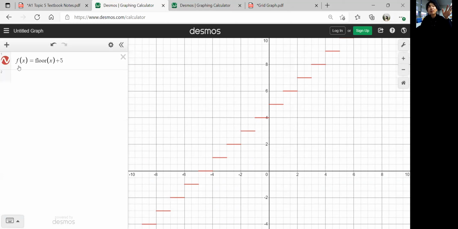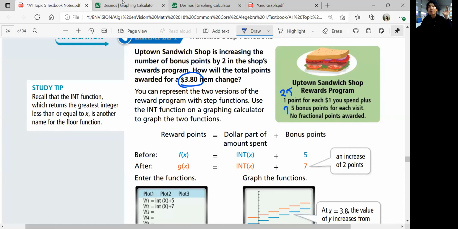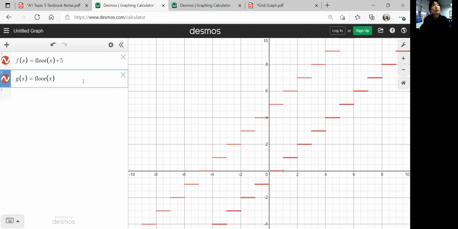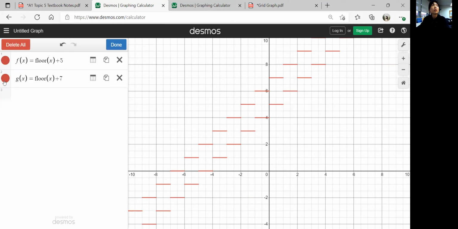You can put into Desmos f of x equals floor, type in floor, parentheses, x, plus 5, which is your original graph. And then after its transformation, let's use g of x equals floor function of x, plus 7. Let's change the color so that we can differentiate.